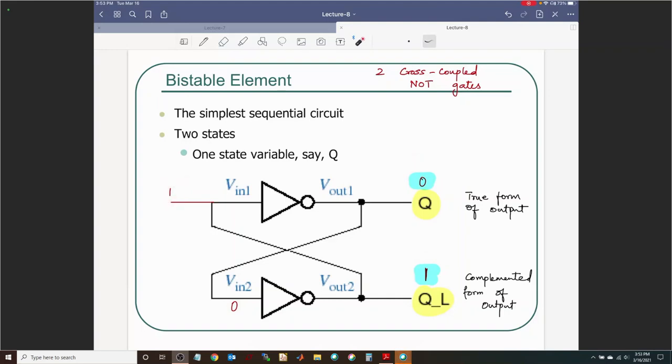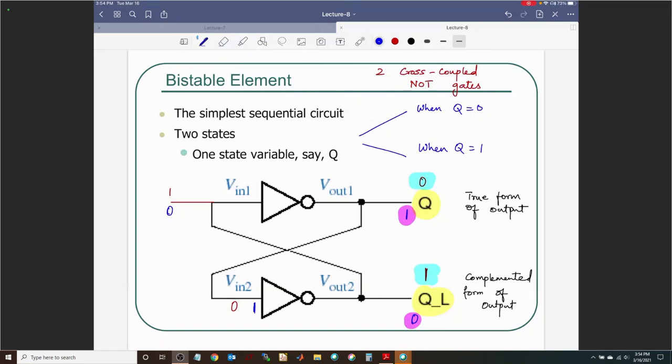Now that would be one of the two stable states. What is the second one? Let me make this into a zero. So if I figure out a way to make this input V in one a zero, what would be Q? A one. And that one will appear here, and that will make this into a zero. And now this would be your second stable state. Again, the outputs Q and Q underscore L are complements of each other. So as long as you keep this input at zero, this is going to be your second stable state. So what are the two stable states? Two stable states are when Q is zero and when Q is one, right? So those are your two stable states.